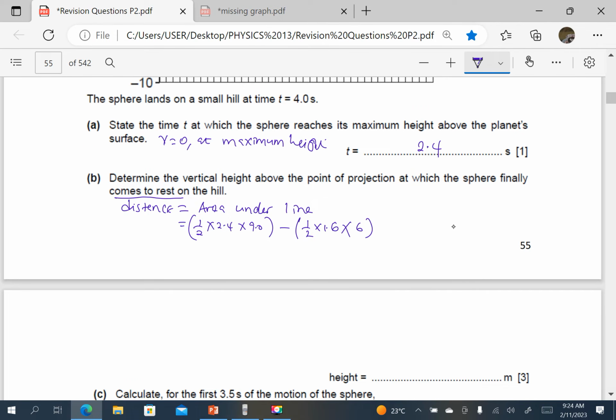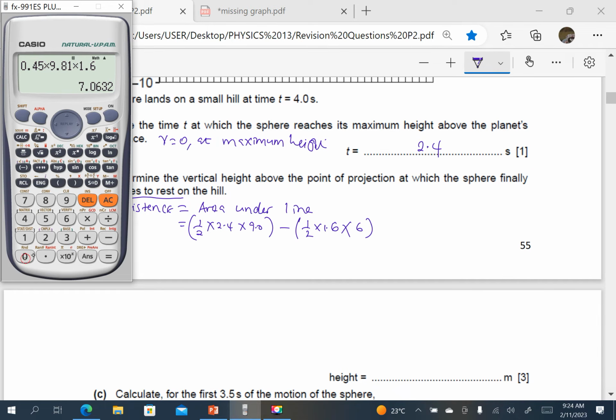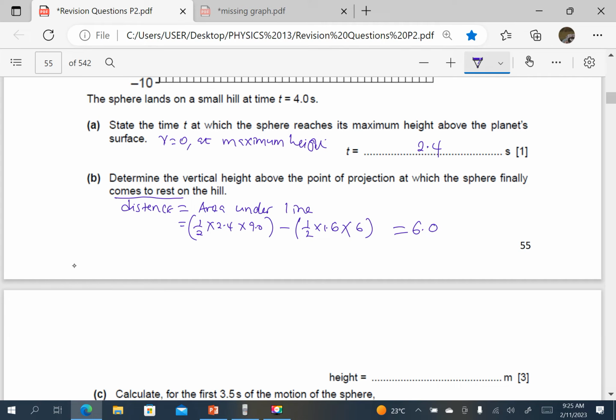So now simply press our calculator. A half is 0.5. I will just put in the brackets 0.5 times 2.4 times 9 minus 0.5 times 1.6 times 6, which is giving us 6.0. So this is 6.0 meters. So the height is 6.0 meters.